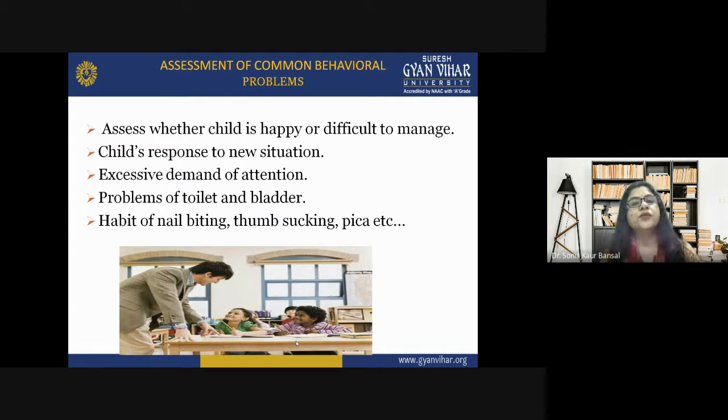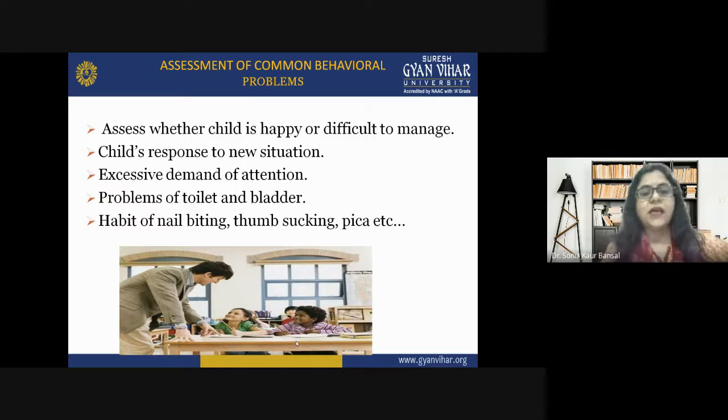Now, let's understand students' assessment of common behavioral problems. How do we have to tackle them? How are we going to tackle the behavioral problems among children? Common behavioral problems must be understood, as I have told you just now. First of all, assess whether the child is happy or difficult to manage. How can we know that the child is facing some issues or is not happy within the environment? This really causes a great challenge for the teachers as well as for the parents and other relatives or family members.